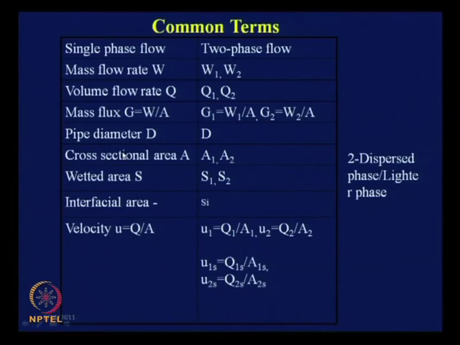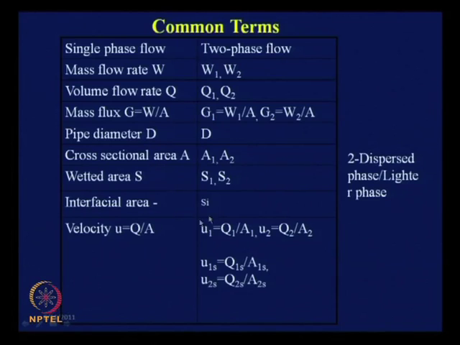Then of course pipe diameter, it is fine. Cross sectional area here, just A is sufficient for single phase flow, but in this particular case we come across A1, A2, then the wetted perimeter, that is S1, S2, and Si, the interfacial area, which is an added parameter which comes in this particular case.